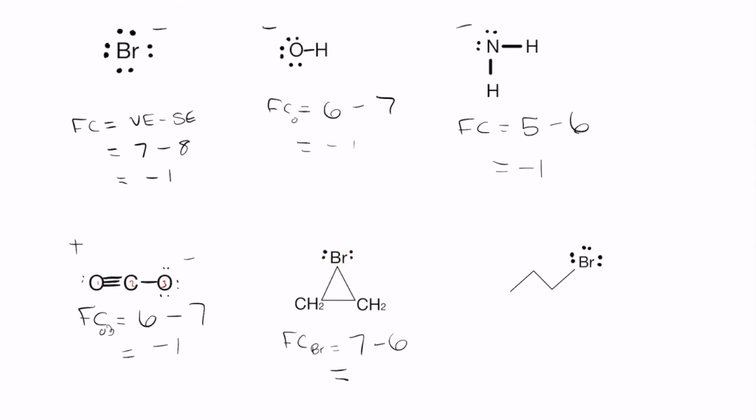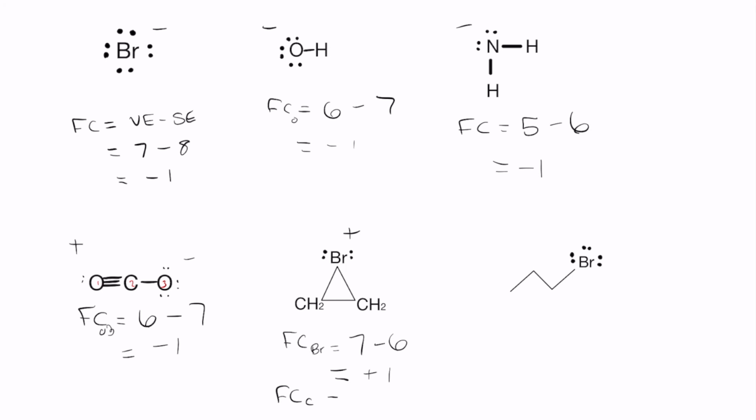So 7 minus 6 is going to be +1. So that is going to be a positively charged bromine. And later on, you're going to learn that this is actually called a bridged bromonium ion. And you're going to see what cool things that will do. And we could even calculate the formal charge for one of these carbon groups.